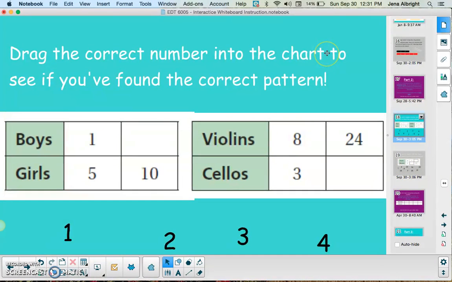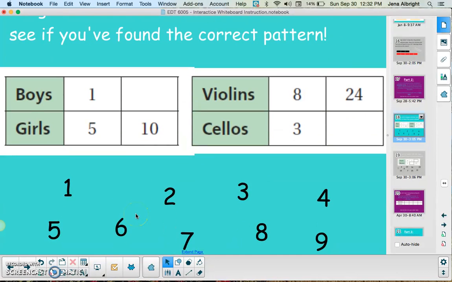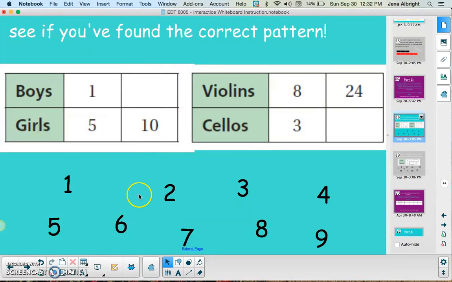Moving along, students are now able to practice on their own. This overall example has students drag and drop the numbers that correspond to the pattern that's represented within the tables. This one really truly relates to identifying patterns in the pre-assessment that students were given. For instance, 5 times 2 gets me to 10, so 1 times 2 is going to get me to 2.